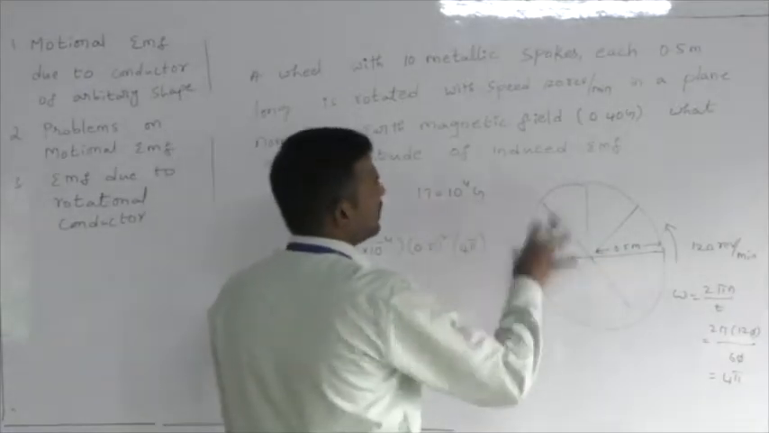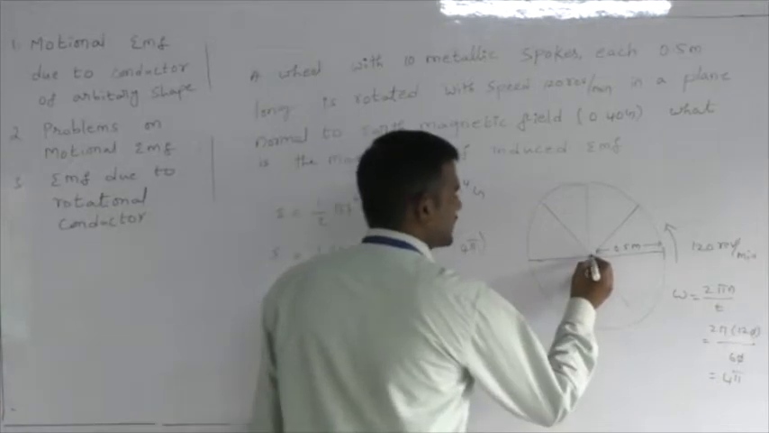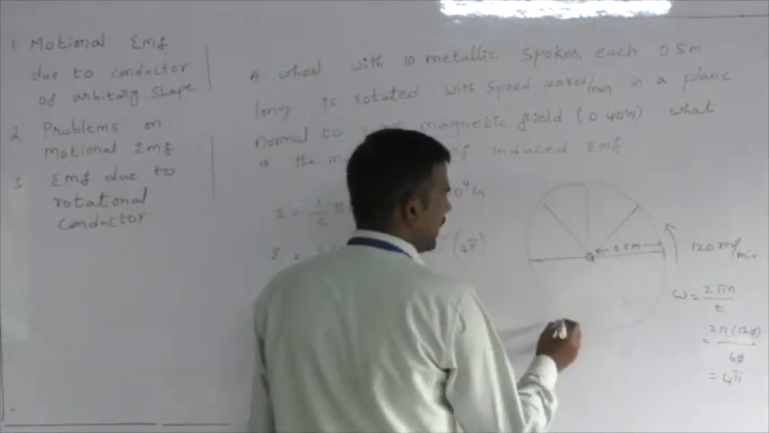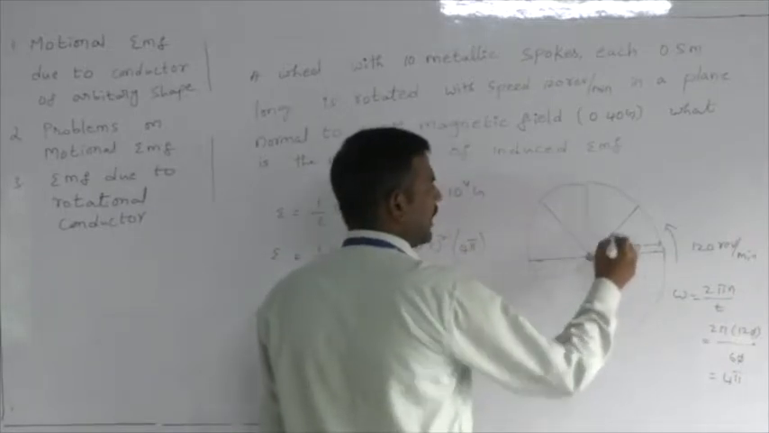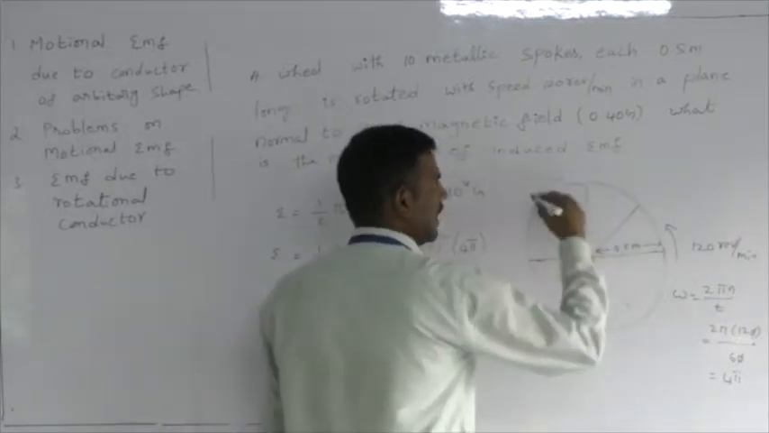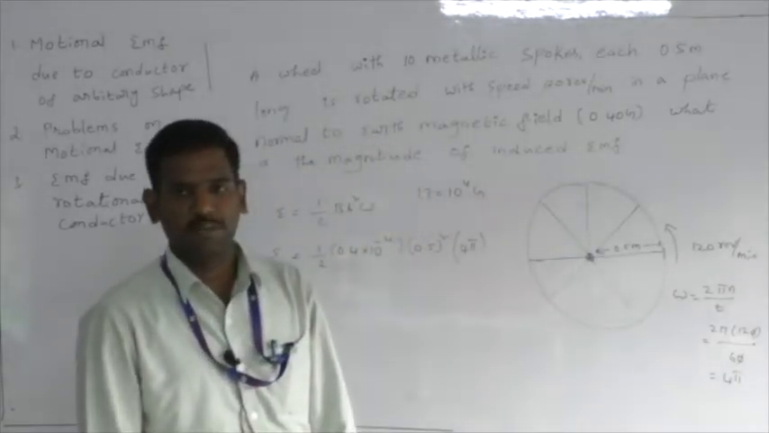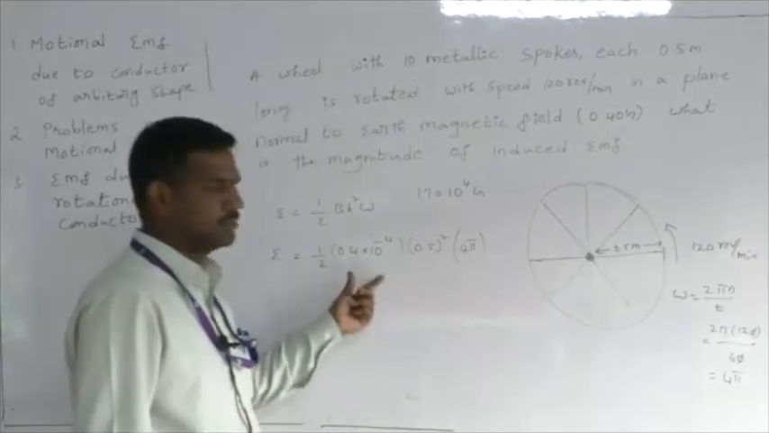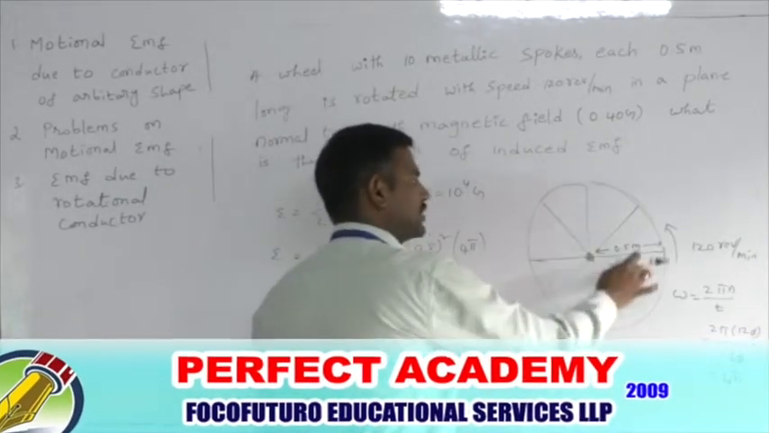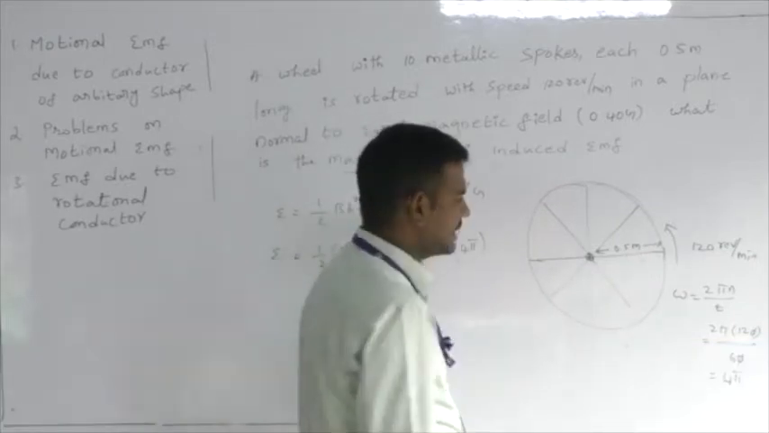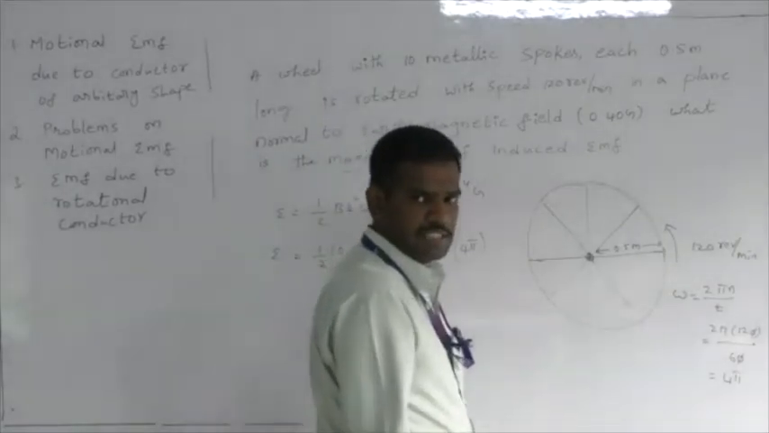Now what is the total induced EMF between the center of the axle and the rim? By connecting the axle and the rim, we have the 10 spokes. Then what is the total induced EMF? Will it be 10 times this value? No, it will be this value only. How many spokes may be present over here? Because all these conductors are connected in parallel.